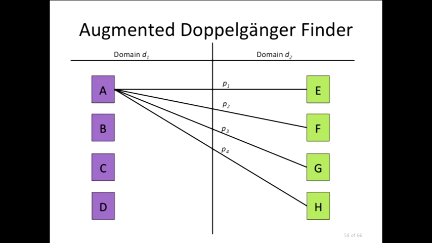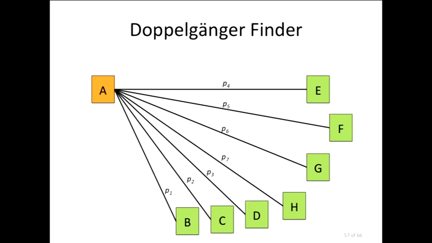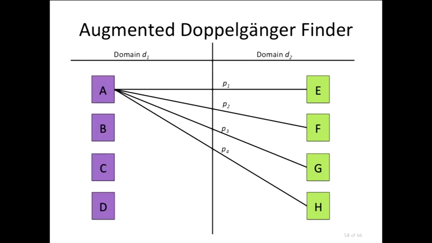We are actually able to augment this Doppelganger Finder algorithm to work better in the domain adaptation case. While here we had to compare A to E, F, G, all of them. Over here, we don't have to compare A to B, C, and D because they're all in the same, let's say, Twitter.